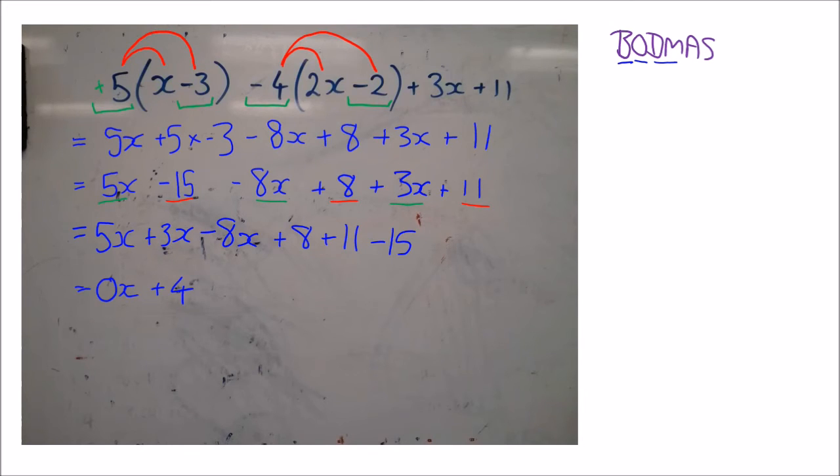Now, what people often get a bit confused about in questions like this is they get muddled up between 0x, which is no x's, which in fact equals 0, and just x, which in fact is 1x. Now, if you've got 1x or x, that is definitely not the same as 0x, which is 0. So in this case, what we're left with is 0 x's, and if you remember, 0 times anything is 0. So this term just vanishes completely. It's fully cancelled. So all we're left with is 4.